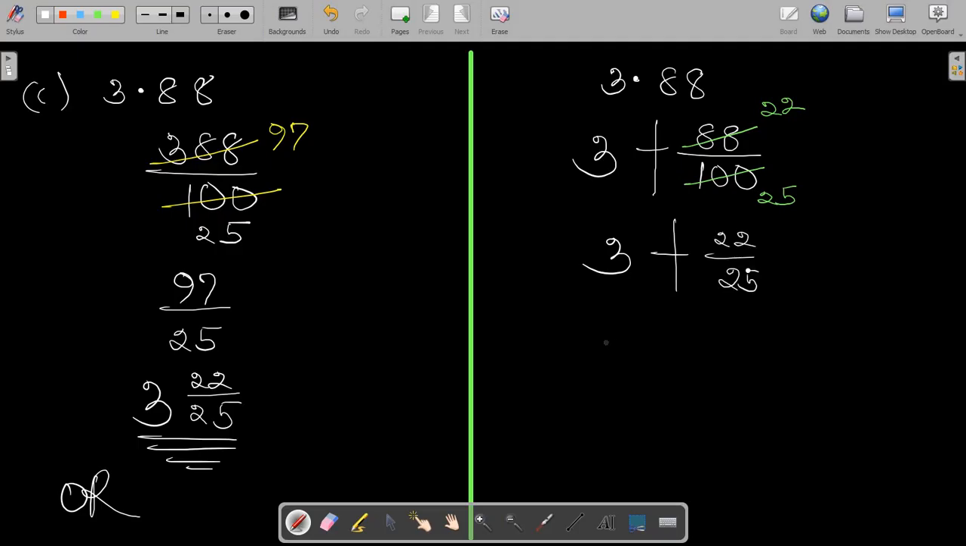So 22 over 25, we can still join them together. The 3 and the 22 over 25, we have 3 and 22 over 25. And that is the answer to that question. Now let's move on to the D part of the question.